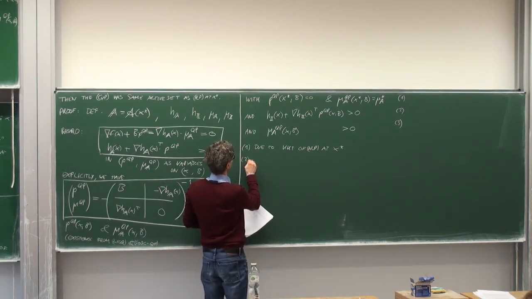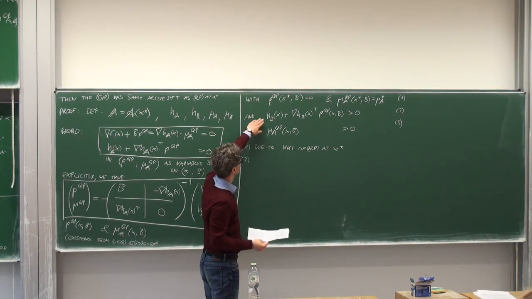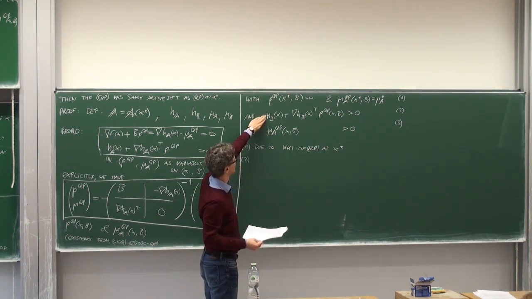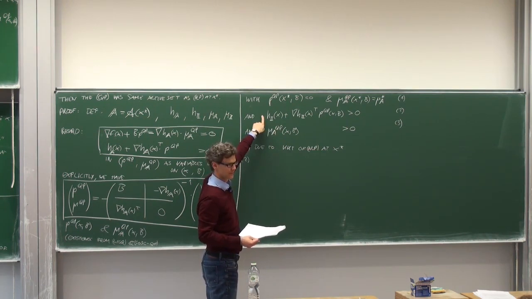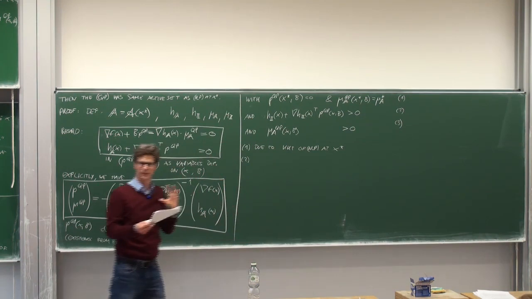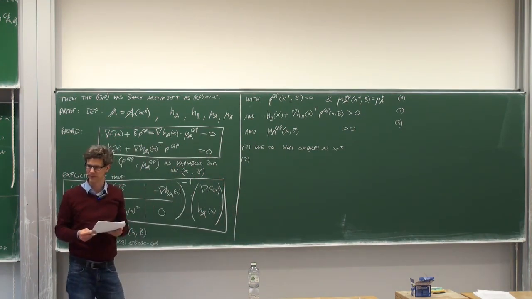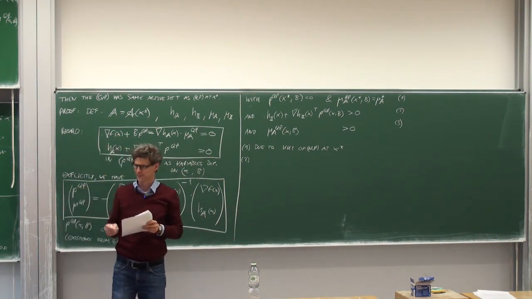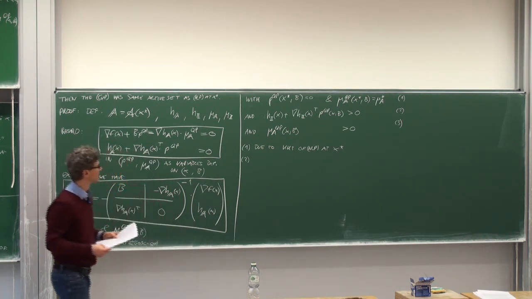So now let's look at 2. What we want is now to show that all these inequalities that are not active remain not active if xk is not too far away from x star. You have a question? Yeah.